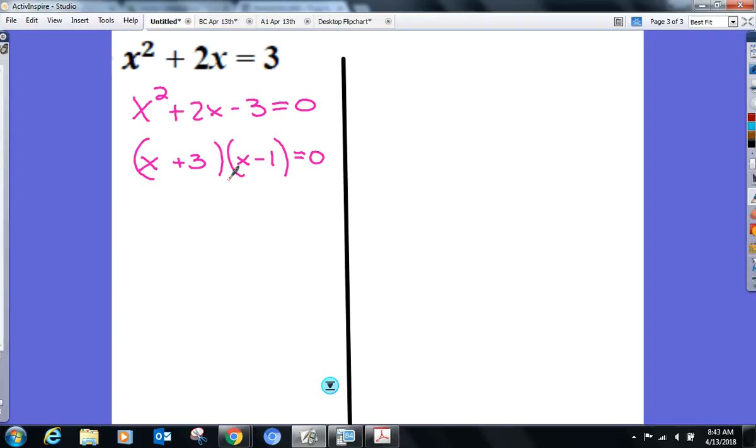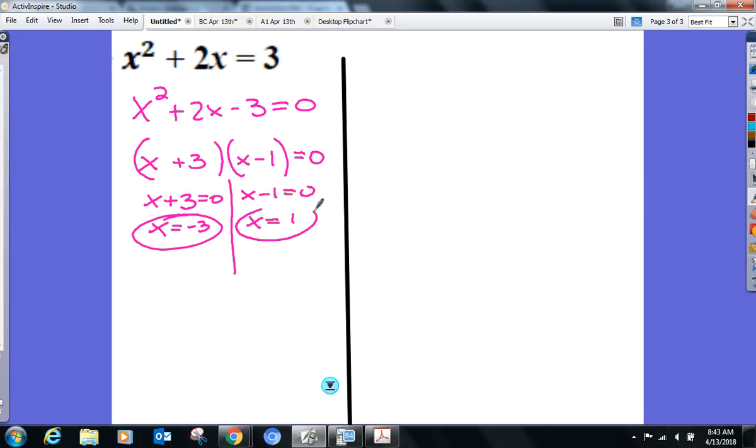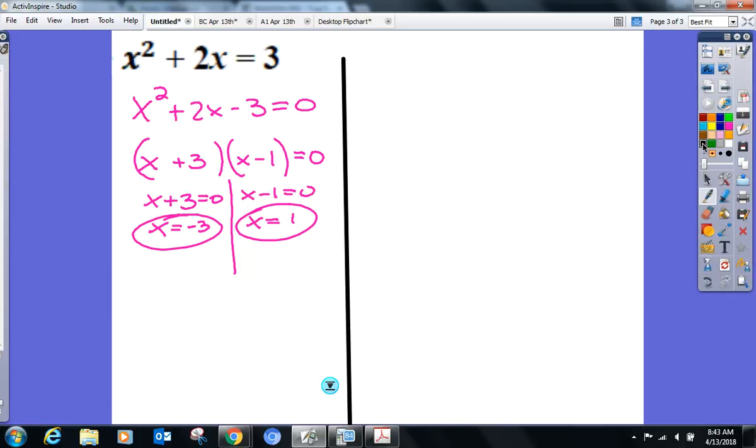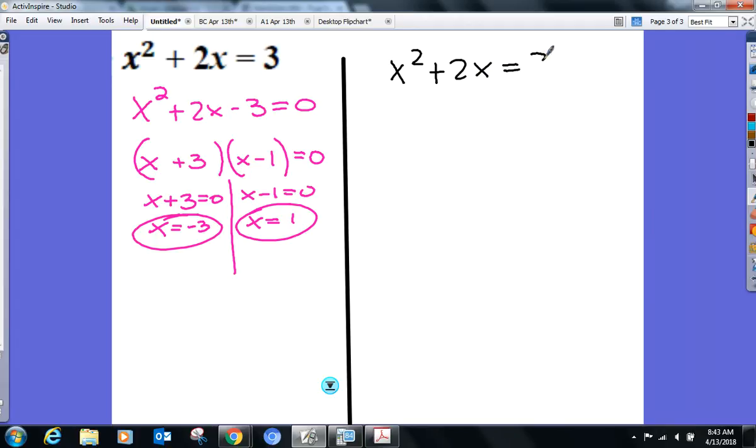Now what? Draw your line down. X plus 3 equals 0. X minus 1 equals 0. What's one value of x? Negative 3. What's the other value? So one way of solving this is by factoring it when it's equal to 0. There's one way.